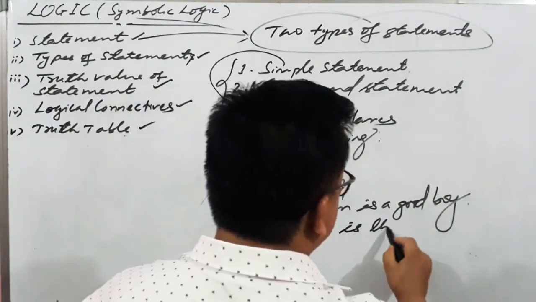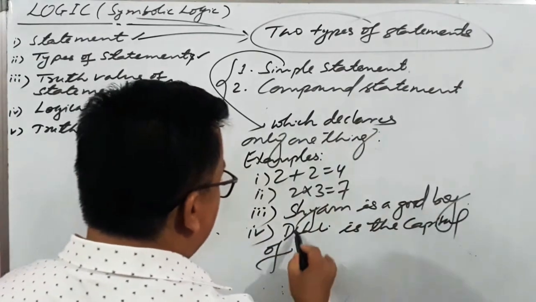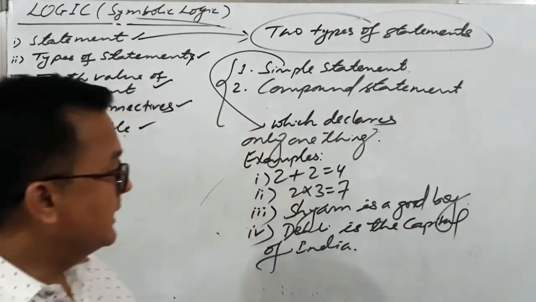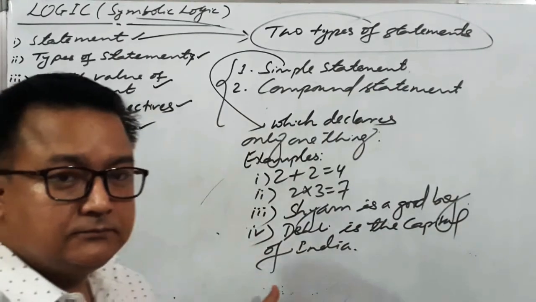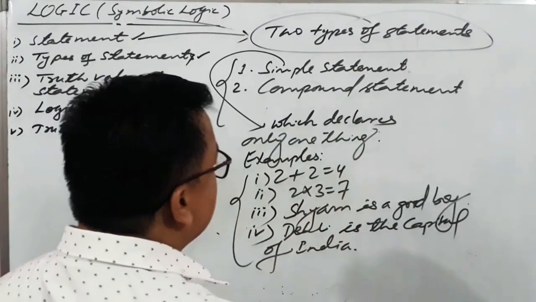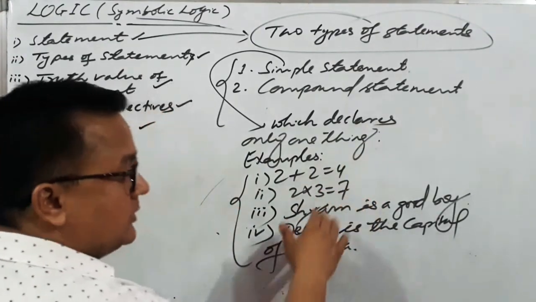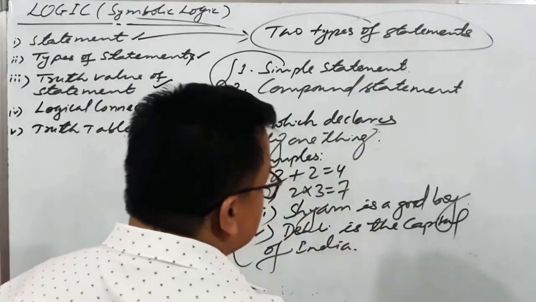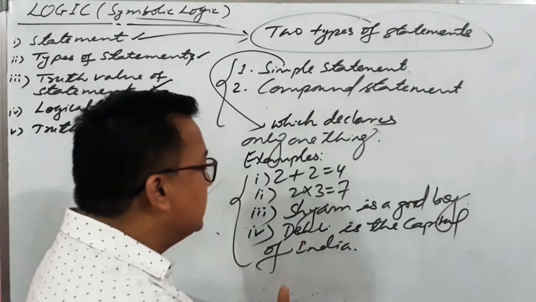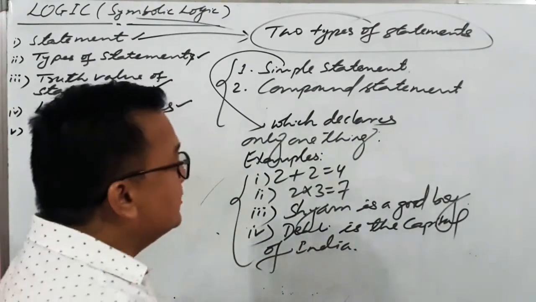Dhaka is the capital of India. Delhi is the capital of India. So it declares only one thing, okay, right? Here, 2 plus 2 equals 4 declares only one thing. 2 times 3 equals 7, although this is false, declares only one thing. Sam is a good boy declares one thing. Dhaka is the capital of India also declares only one thing. So don't get confused here.